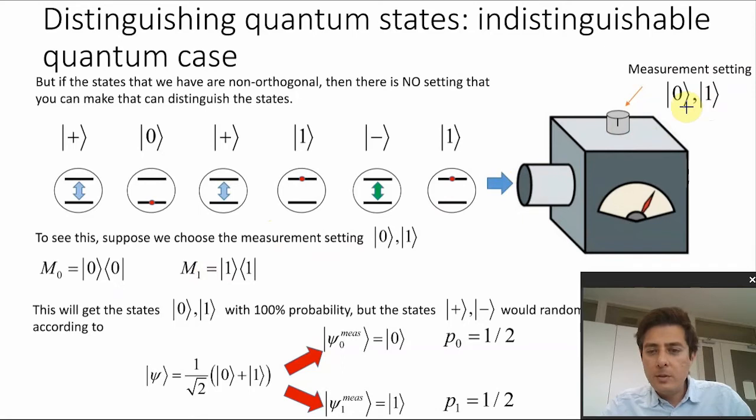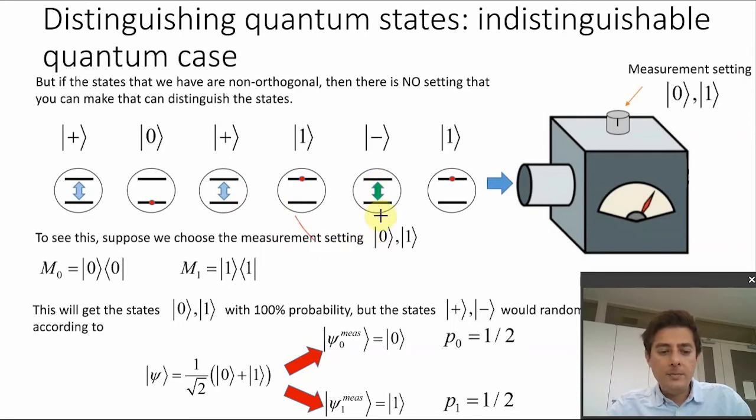Of course, with the setting in 0, 1, we can distinguish between these ones which are 1 or 0 perfectly, right? So if it's 1, then with a 100% chance we're going to get 1. With 0, with a 100% chance we're going to get 0, right? But the problem is these other states. We've got these plus minus states. So what's going to happen to those states?